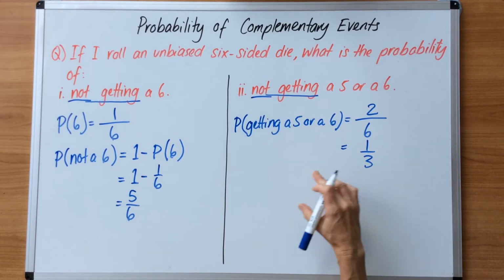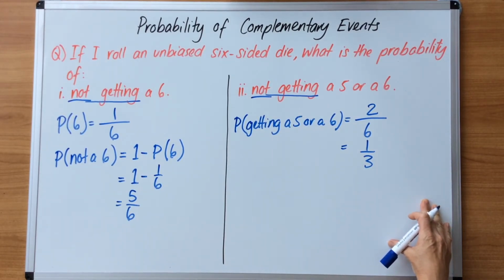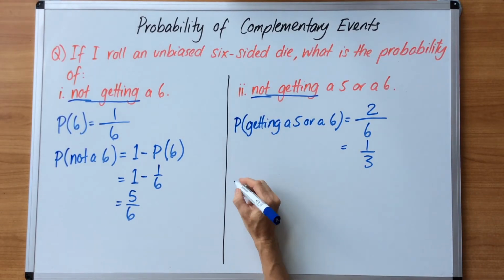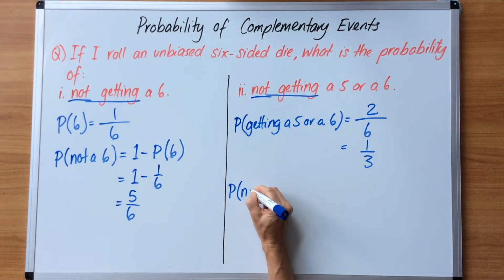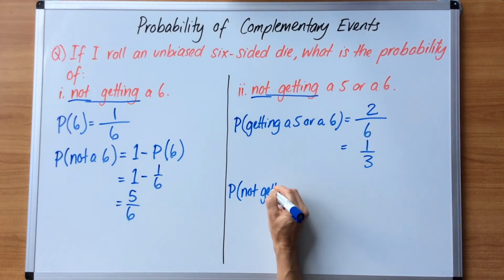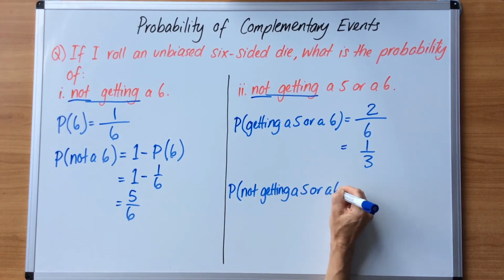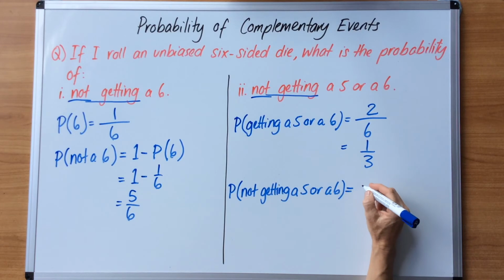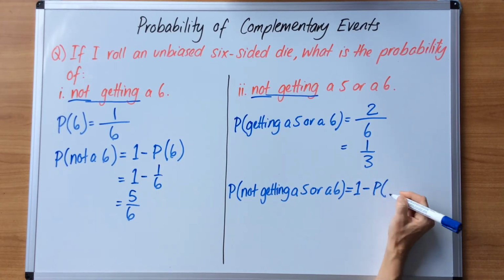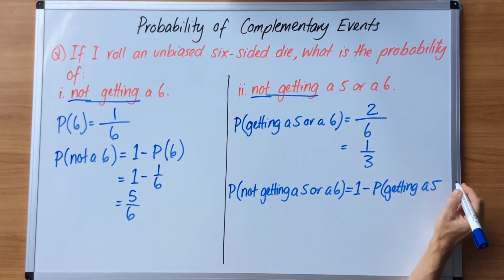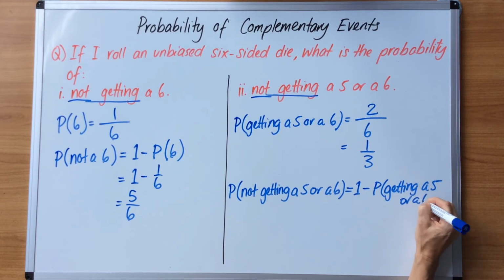Now we have to go to the second line of working here and figure out not getting a 5 or a 6. So we go probability of not getting 5 or 6 equals, and that is going to be 1 minus the probability of getting 5, or running out of room here, or 6. So I'll just write that underneath there.